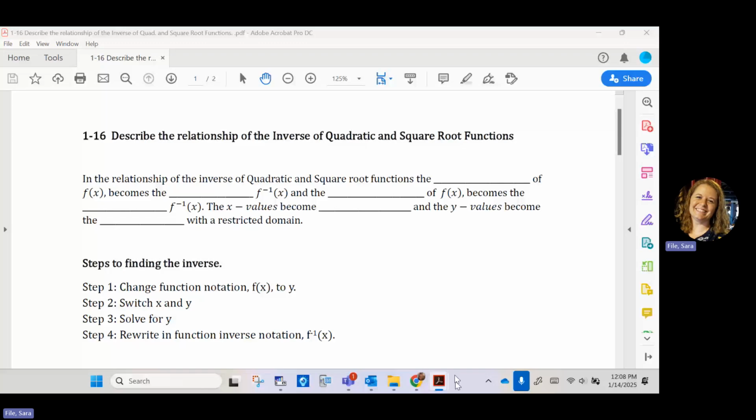We're going to continue talking about inverse functions for square root functions. And yesterday we just did the verifying or proving the inverses using composition functions. What we're looking at today is describing the relationship of inverses between the quadratic and square root functions.